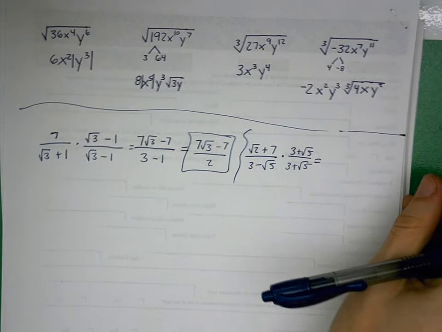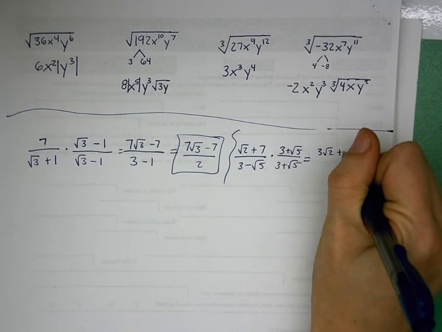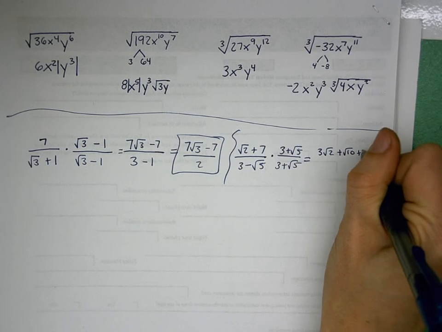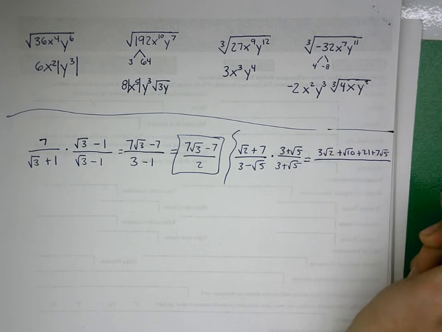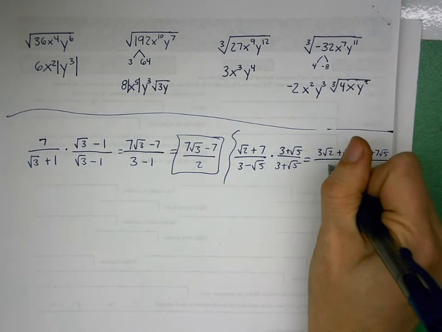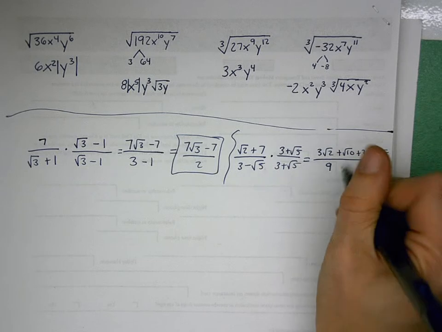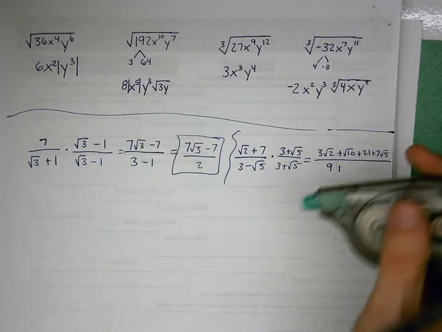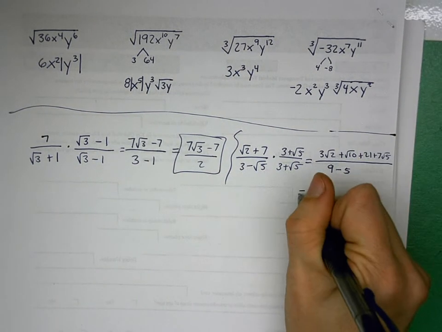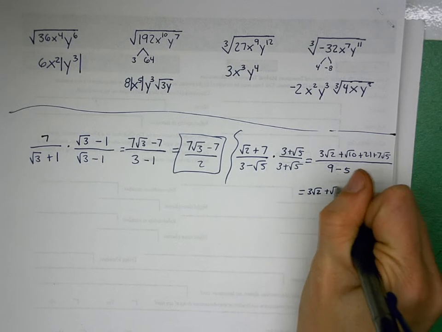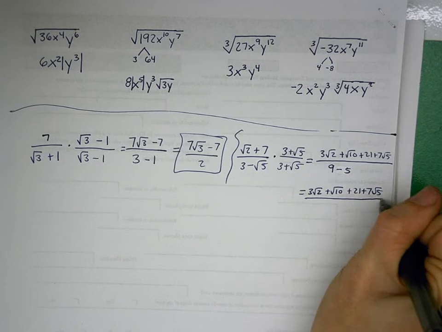Okay, and so then foiling out our numerator here, root 2 times 3 is 3 root 2. Root 2 times root 5 is root 10. 7 times 3 is 21, and 7 times root 5 is 7 root 5. All over, we have 3 times 3, which is 9. 3 times root 5, and negative root 5 times 3 will cancel. Negative root 5 times positive root 5 is, oops, sorry about that, negative, and root 5 times root 5 is 5, which gives me a final answer of 3 root 2 plus root 10 plus 21 plus 7 root 5 all over 4.